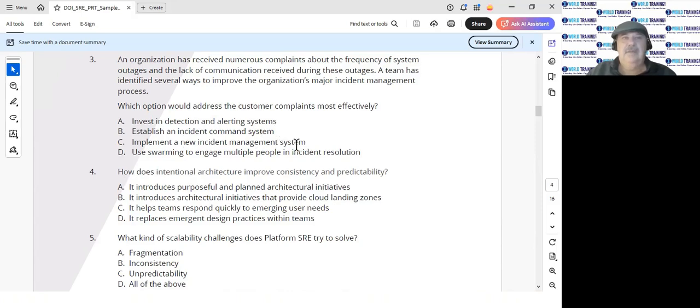Implement a new incident management system. That may be necessary. Use swarming to engage multiple people in an incident resolution. That's also a good practice. So the question here is then, which is the best answer? So it probably should say that, right? Which option would best address the customer complaints? Because all of these are valid answers.